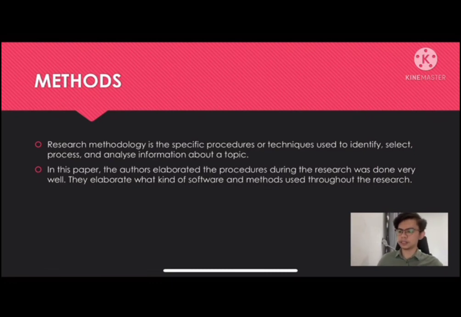Research methodology is the specific procedures or techniques used to identify, select, process, and analyze information about a topic. In this paper, the authors elaborated the procedures of how the research was done very well. And they also mentioned how previous studies collected their data and interpreted it in their study.